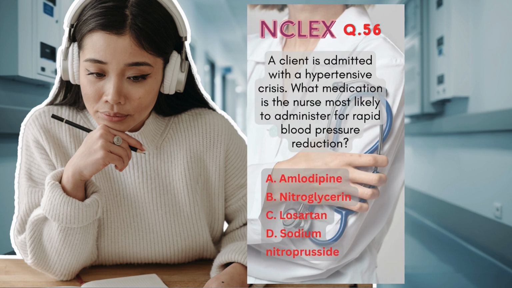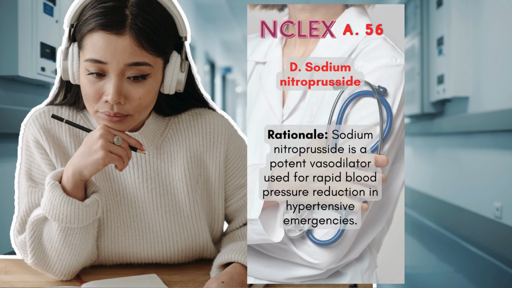Question: A client is admitted with a hypertensive crisis. What medication is the nurse most likely to administer for rapid blood pressure reduction? A. Amlodipine. B. Nitroglycerin. C. Losartan. D. Sodium nitroprusside. Answer: D. Sodium nitroprusside. Rationale: sodium nitroprusside is a potent vasodilator used for rapid blood pressure reduction in hypertensive emergencies.